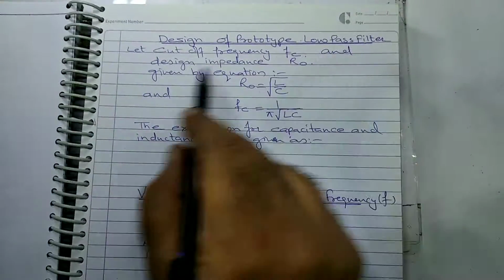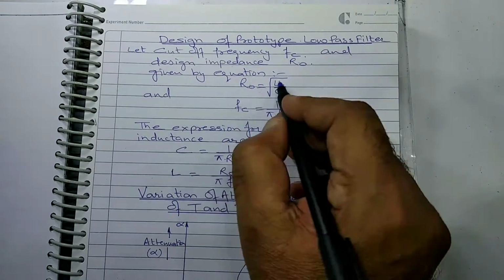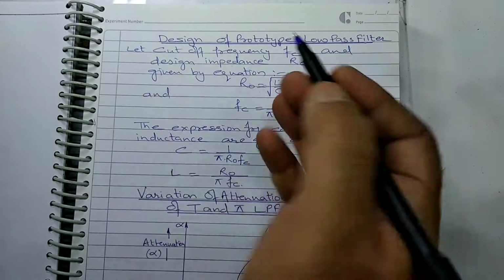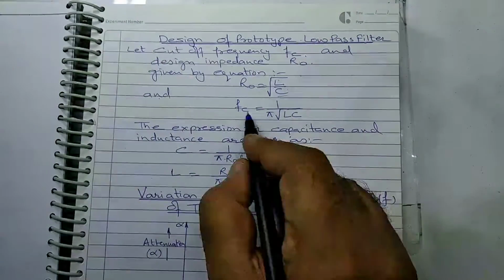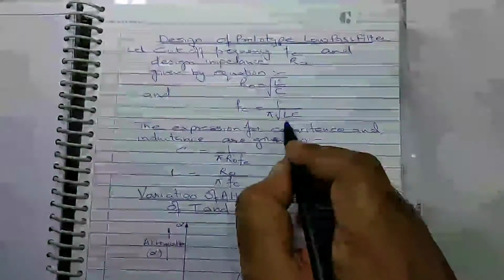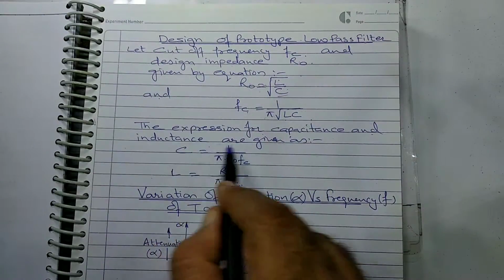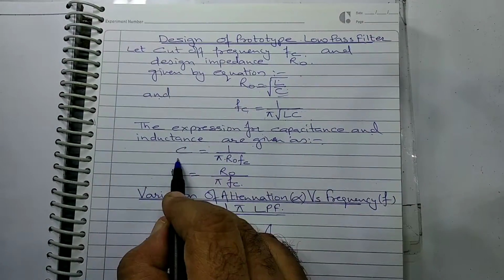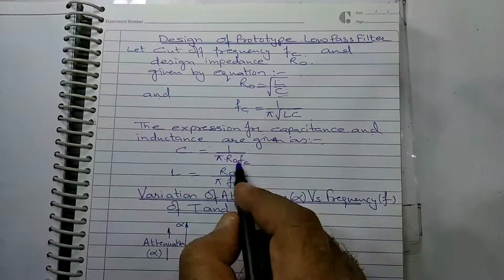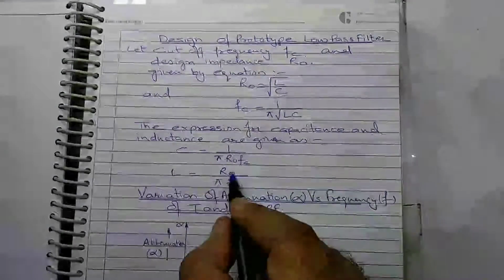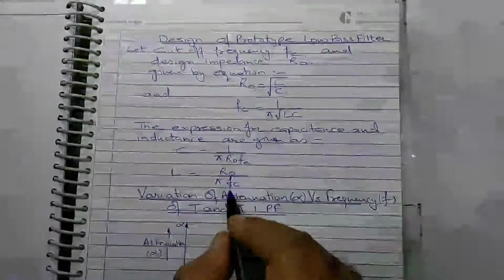Let the cutoff frequency be FC and the design impedance RO, given by the equation RO is equal to under root of L by C, that we already know. And cutoff frequency is 1 upon pi under root of LC. The expressions for capacitance and inductance are given as C is equal to 1 upon pi RO FC, L is equal to RO upon pi FC.